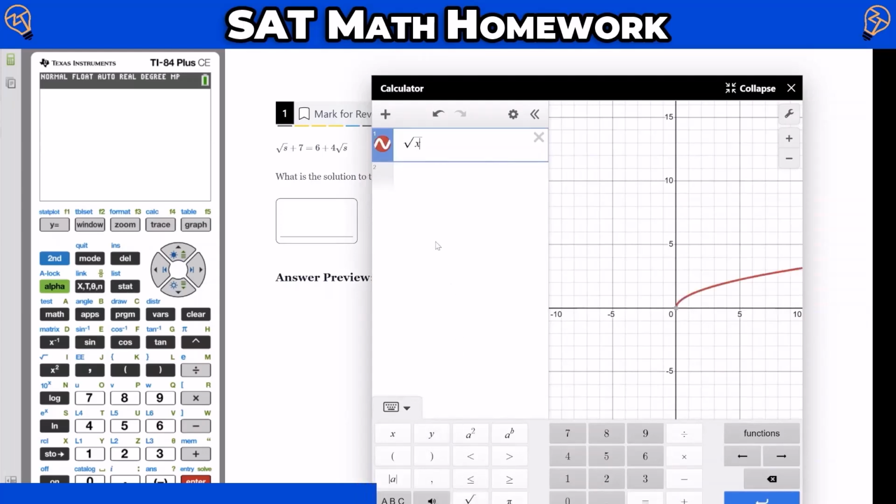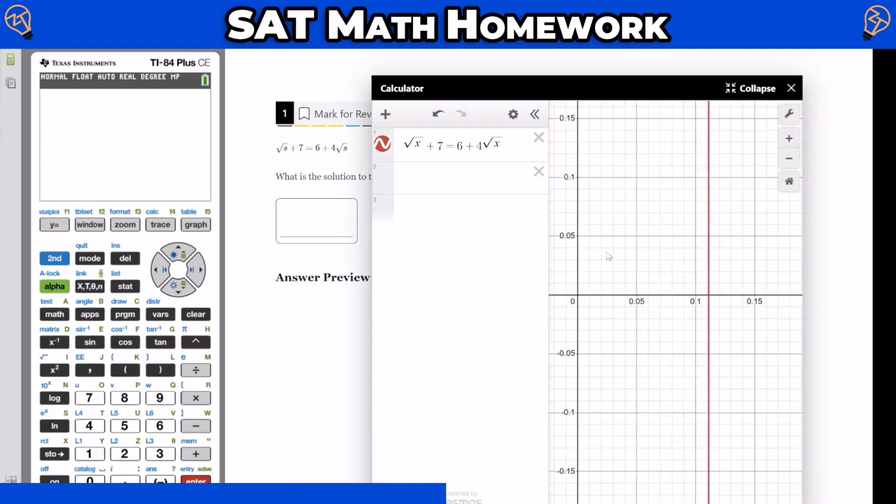We'll type in X. Otherwise, it's going to get confused and think we want to use the slider feature, which we don't here. We'll type all this in, equals 6 plus 4 root x again, and then we'll go ahead and press enter. And I actually didn't even need to do that. We'll go ahead and zoom in to find the point of intersection.